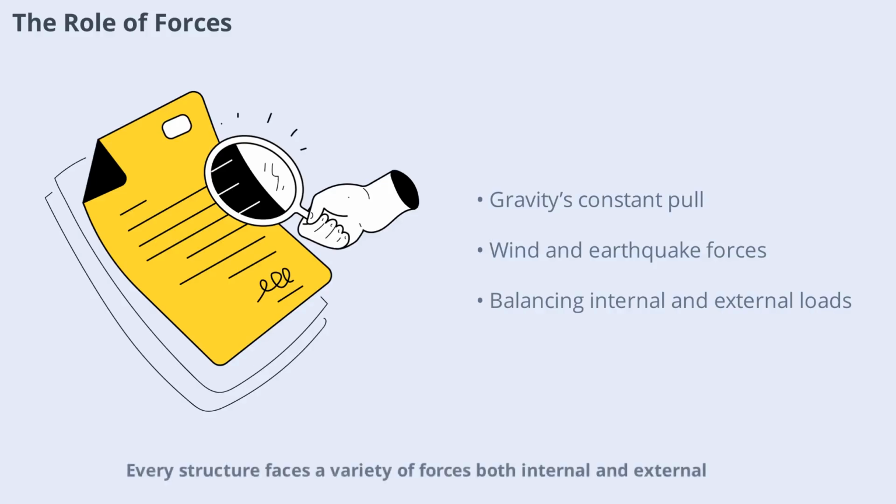Every structure faces a variety of forces, both internal and external. Gravity pulls everything downward, while wind and seismic activity can push or shake structures from different directions. Engineers must predict how these forces interact with materials and shapes. By calculating these effects, they ensure that buildings and bridges can resist movement and maintain their form. This careful balance of forces is what keeps structures standing tall, even in challenging environments.